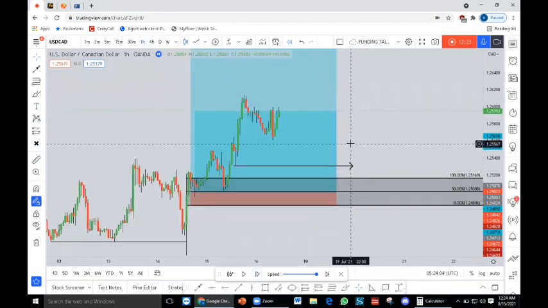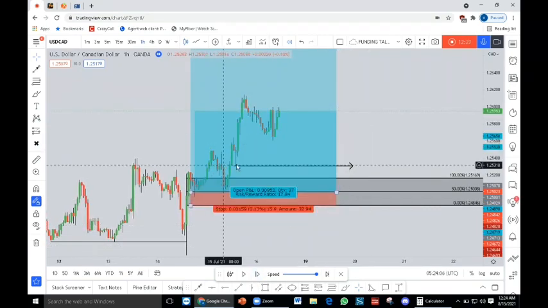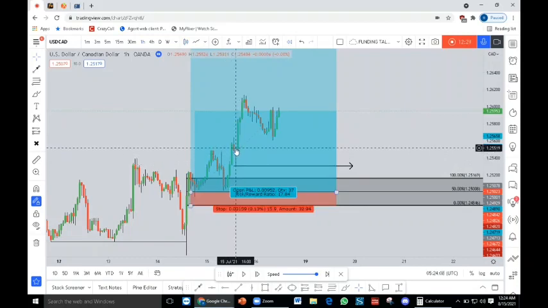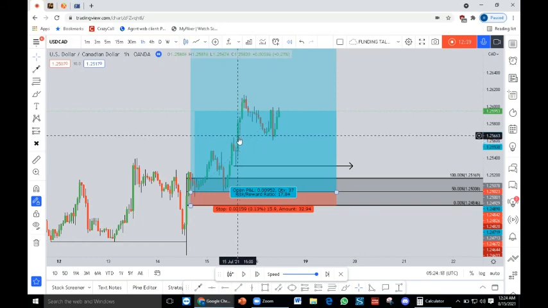All right, so look at this. An order block was here. However, the market didn't mitigate this order block. It mitigated from up here, although there was also an imbalance here. So I assume it mitigated the imbalance.